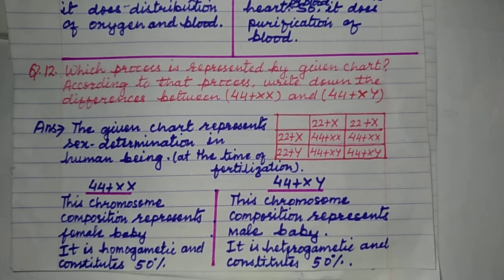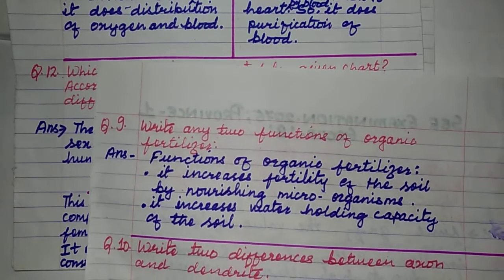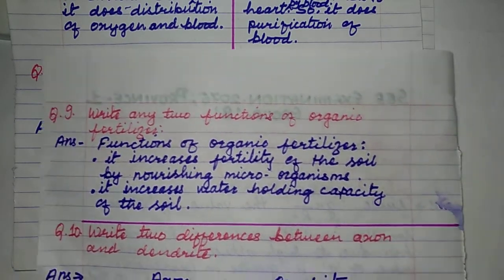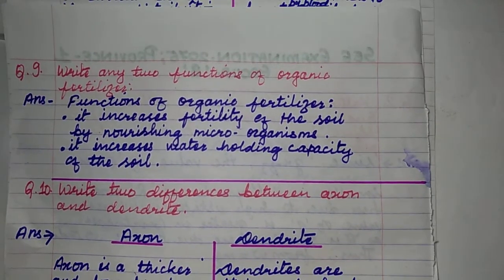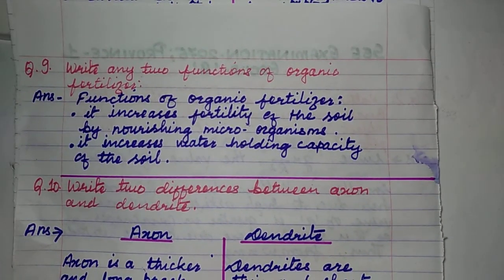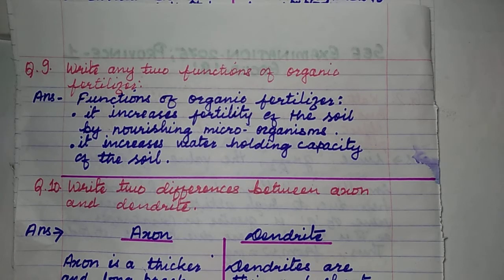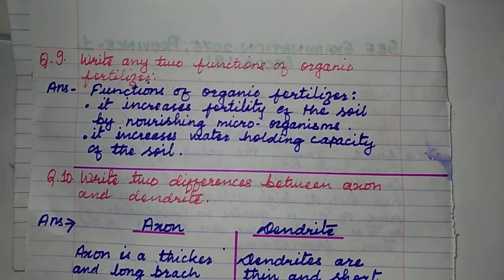Now we are going to discuss this question. Write any two functions of organic fertilizers. The two functions of organic fertilizers are it increases fertility of the soil by nourishing microorganisms. Organic fertilizer nourishes microorganisms, so the fertility of the soil is retained and it is increased. And next point is it increases water holding capacity of the soil. Water holding capacity means retaining more water in the soil.